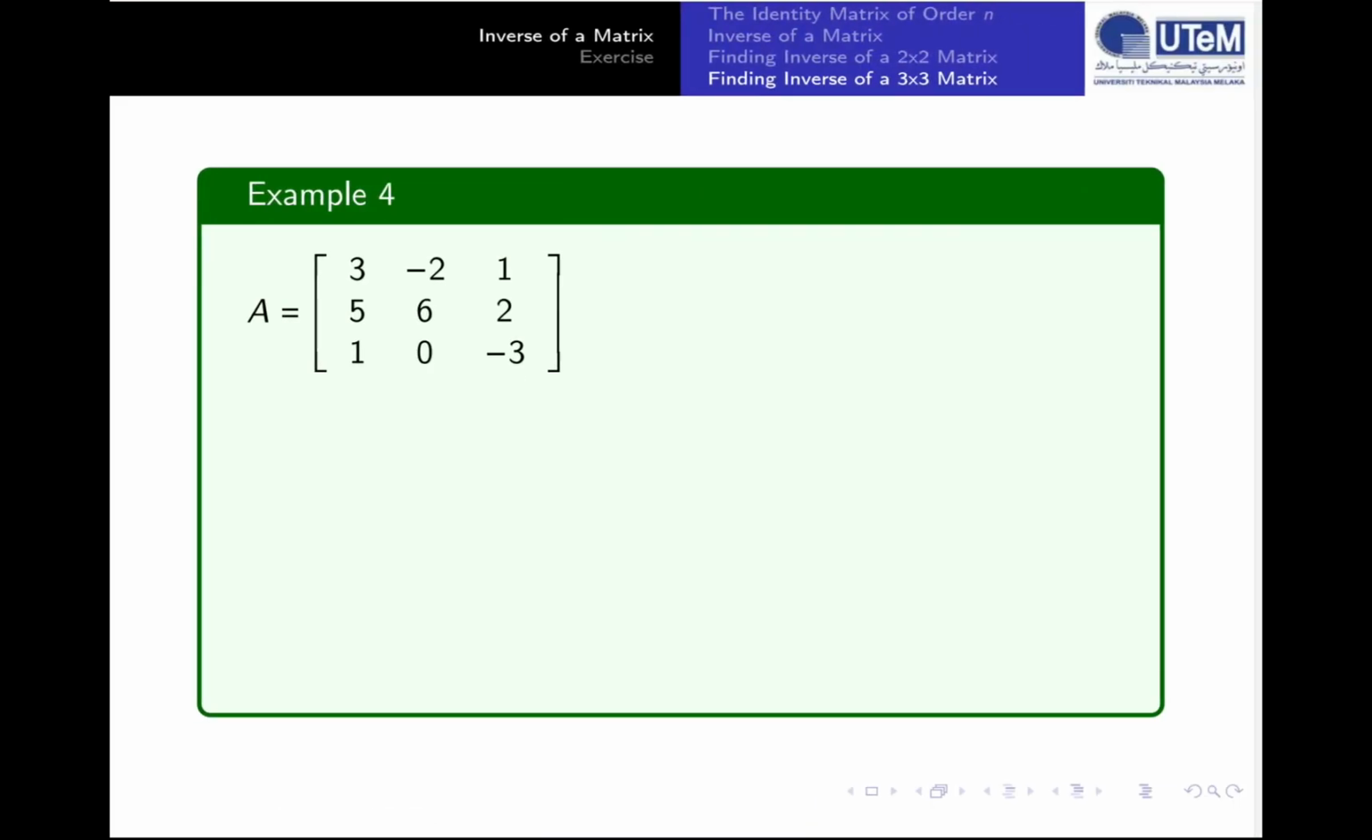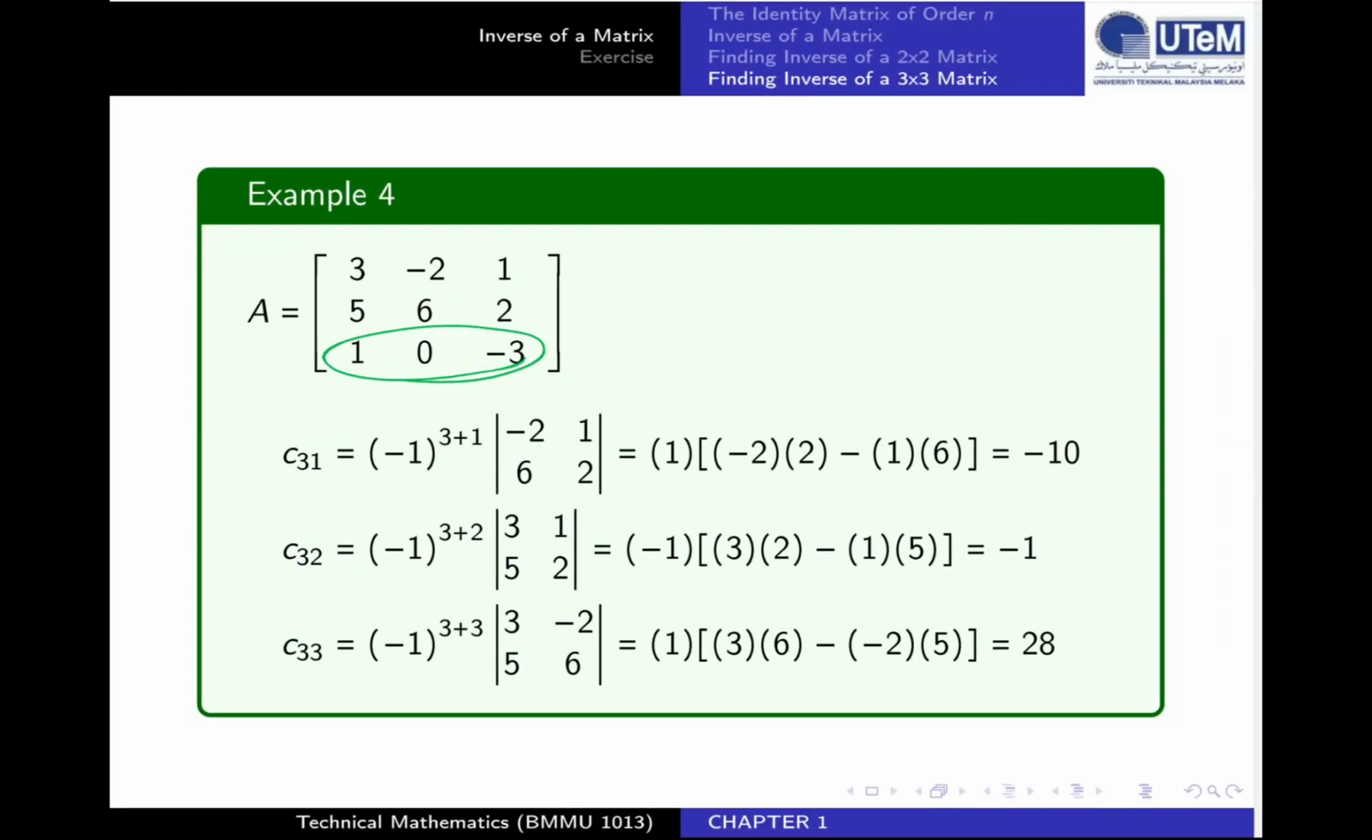And then for the last one, the third row here, also the same thing. C31.